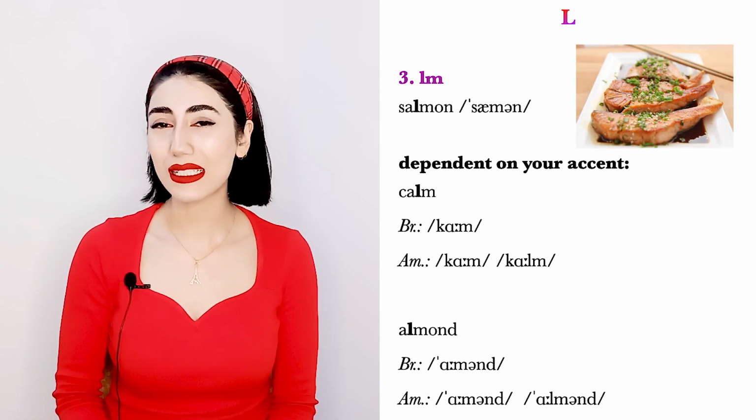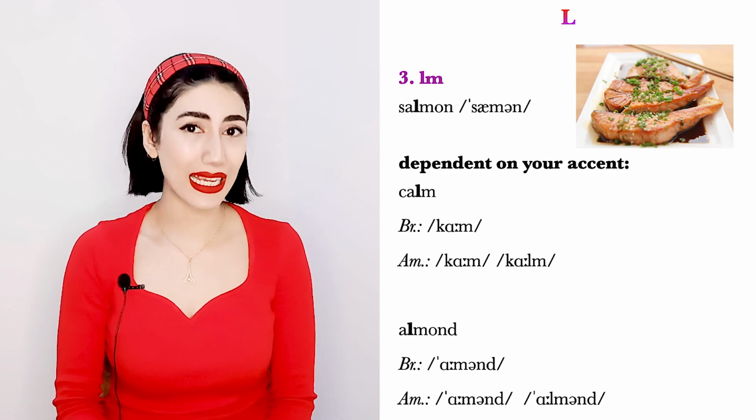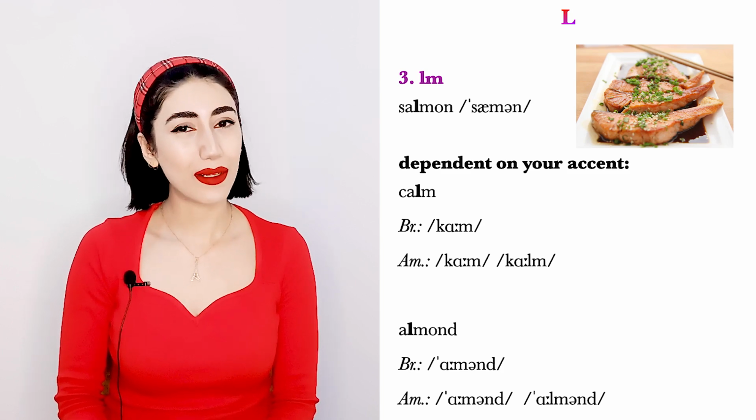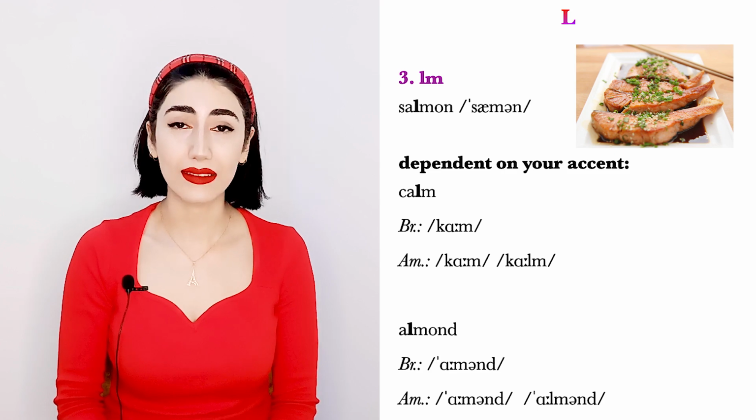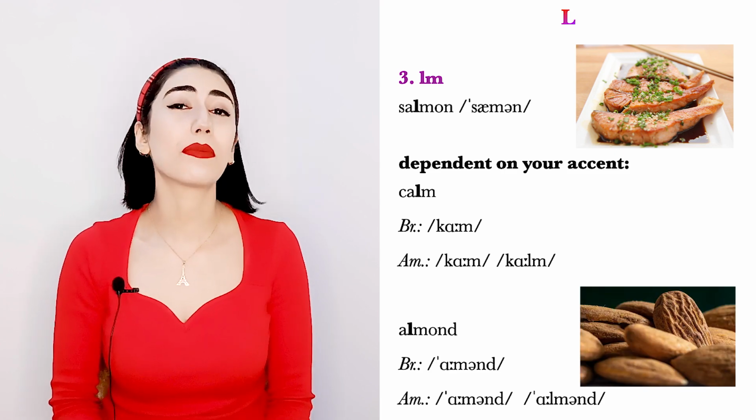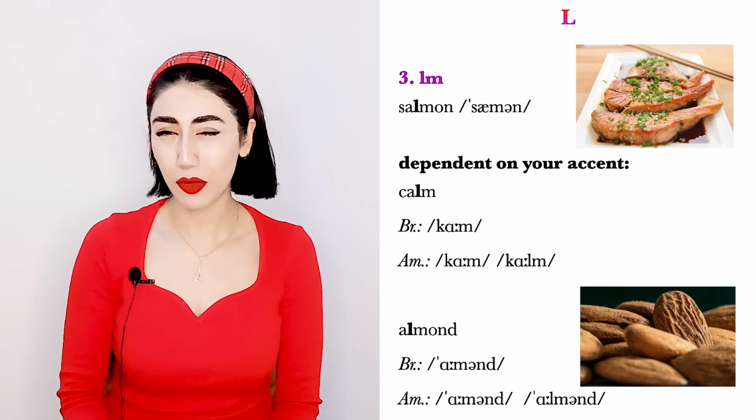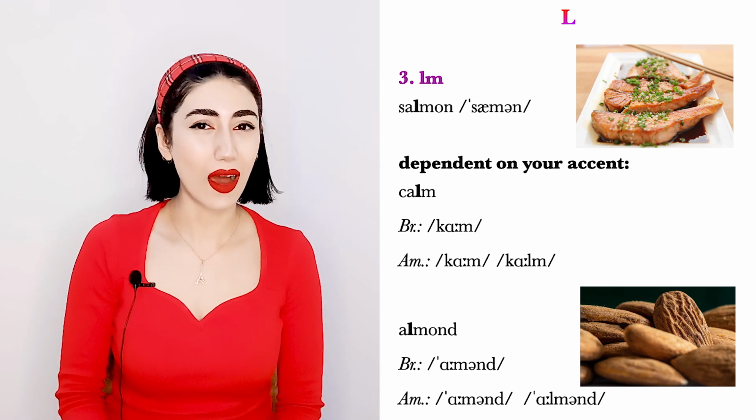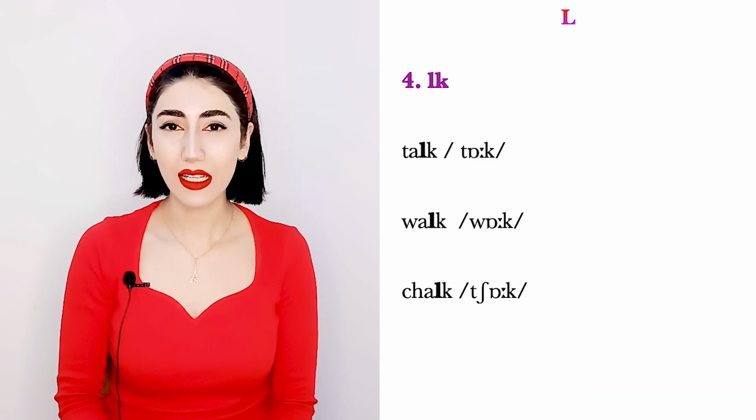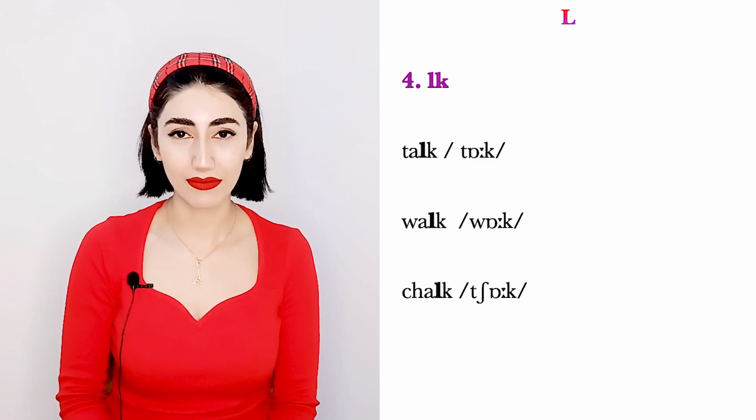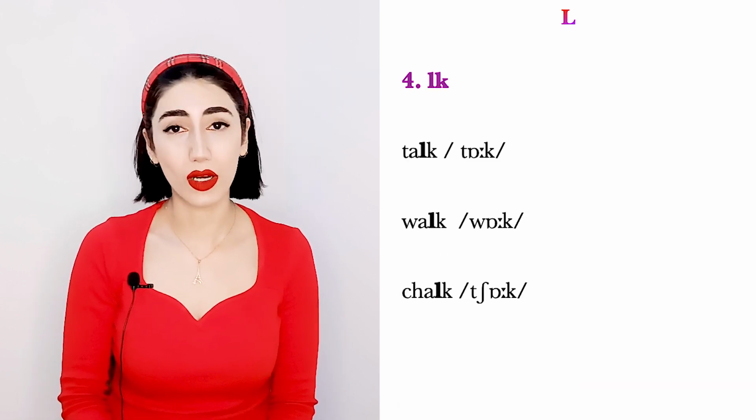And sometimes it depends on your accent. For example, in calm and almond, Americans may prefer calm and almond, but mostly you would hear calm and almond. And sometimes when there is LK, like in talk and walk.